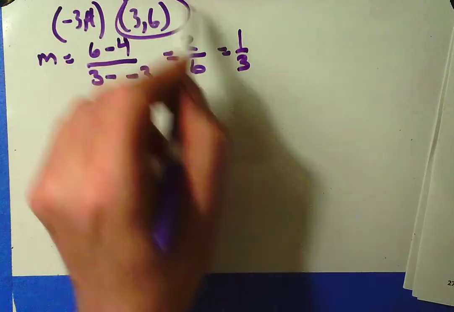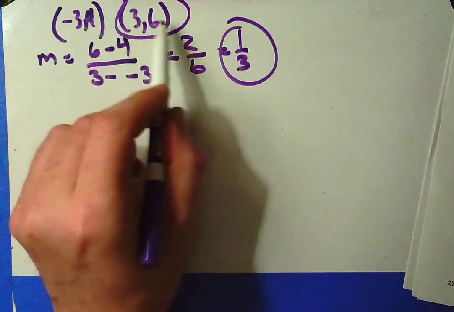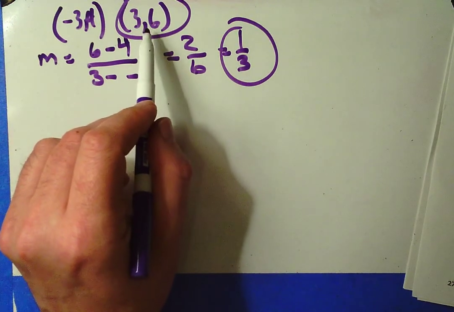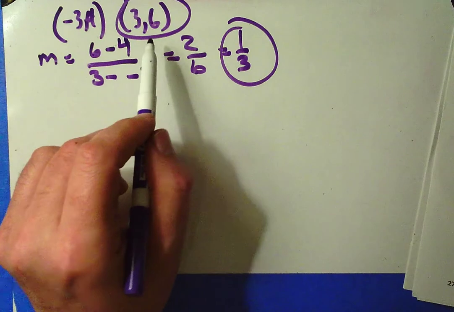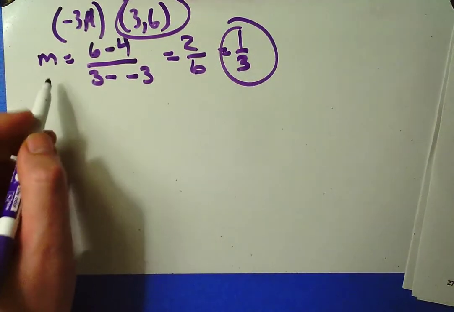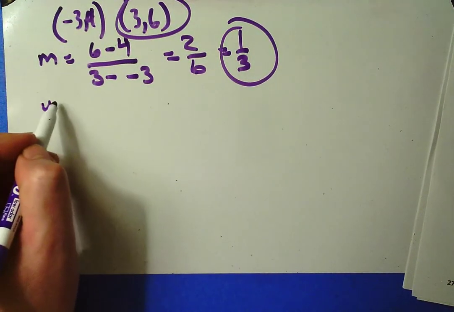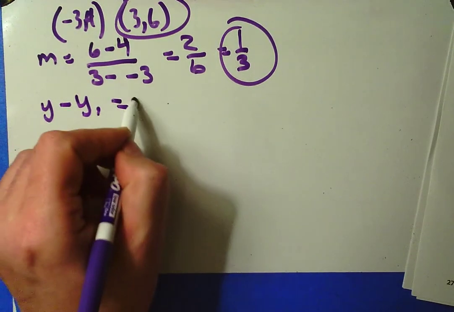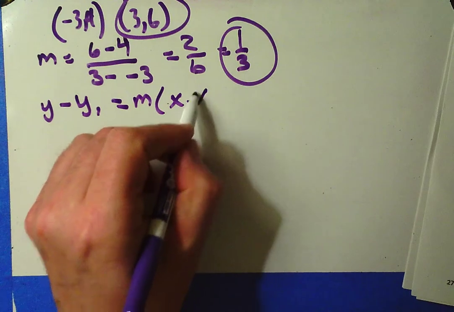So I'm going to use a point and a slope. Doesn't matter which of these points. I'm choosing this point because it doesn't have any negative values, and I'm less prone to make sign mistakes if I use it. And this slope in y minus y sub 1 equals m times x minus x sub 1.